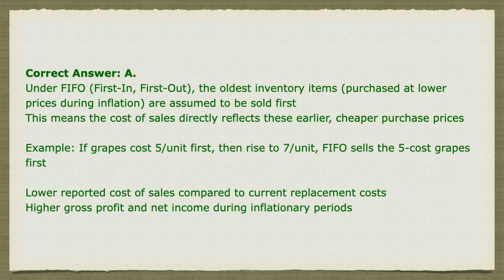Correct answer, A. Under FIFO, first in, first out, the oldest inventory items, purchased at lower prices during inflation, are assumed to be sold first. This means the cost of sales directly reflects these earlier, cheaper purchase prices. Example, if grapes cost 5 per unit first, then rise to 7 per unit, FIFO sells the 5 cost grapes first. Lower reported cost of sales compared to current replacement costs. Higher gross profit and net income during inflationary periods.